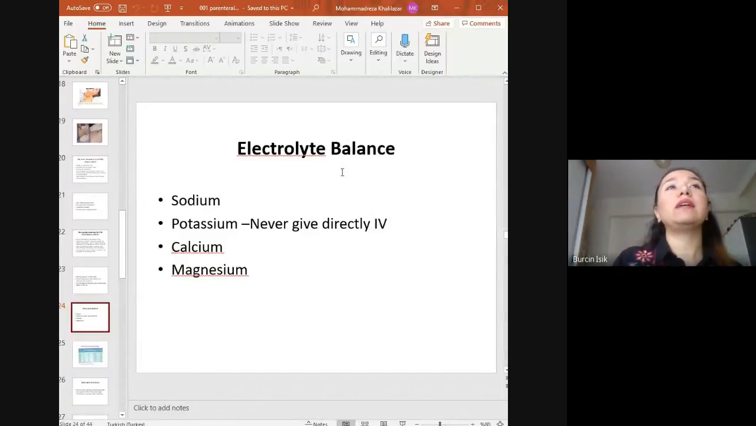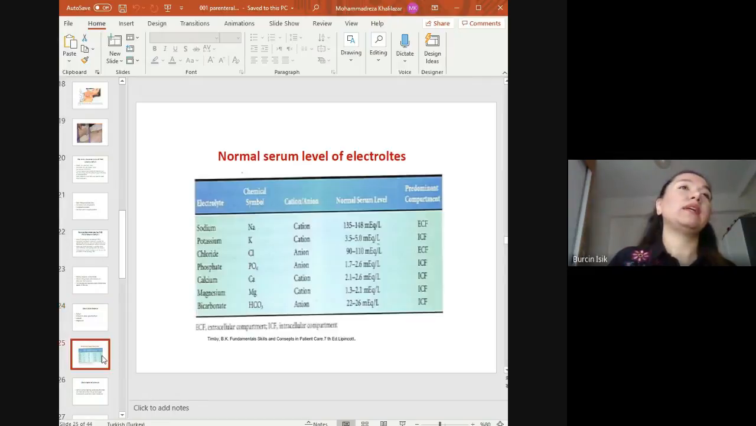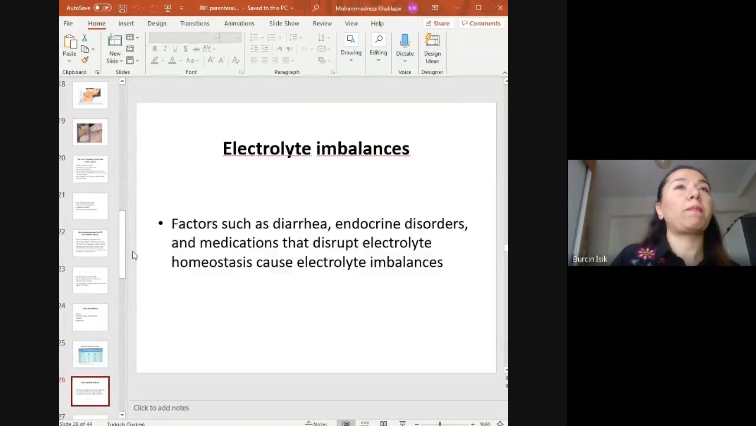And about the electrolyte balance, sodium, potassium, calcium, and magnesium are too important. And this is the normal serum level of these. You can check there. If electrolyte imbalance happens, for example, many times from diseases like endocrine disorders and metabolic system diseases, it happens also.